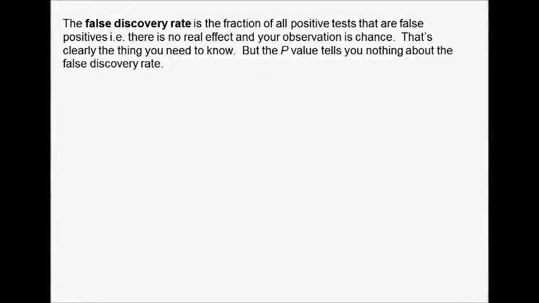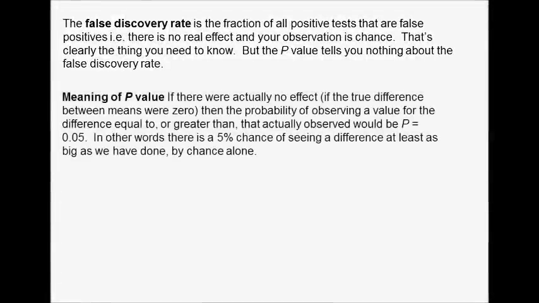So what is the p-value? The definition is slightly circuitous, I suppose, and it's very uncommon for people to be able to recite it accurately when you ask them. It needs a subjunctive tense. If there were actually no effect, if, for example, the difference between two means was 0, then the probability of observing a value for the difference between means which was equal to or greater than the one you actually see would be p equals 0.05, or whatever p comes out to be.